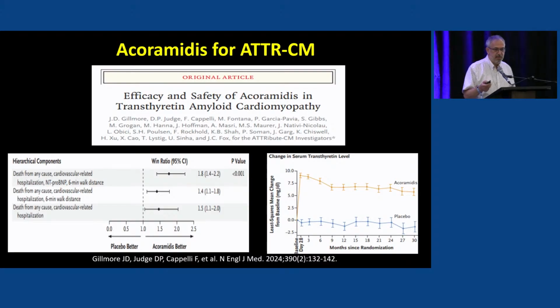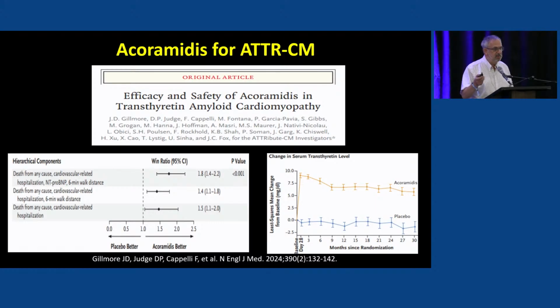The next kid on the block was acoramidis, another TTR stabilizer. This is data from the ATTRibute-CM trial published in the New England Journal. This is an agent that mimics the T119M superstabilizing variant. They used a hierarchical endpoint that involved, if you will, 4 components, but you can look at the bottom, similar to the ATTRACT trial, death from any cause and CV hospitalizations. The win ratio was markedly in favor of this agent.